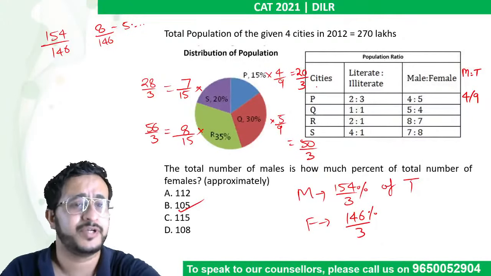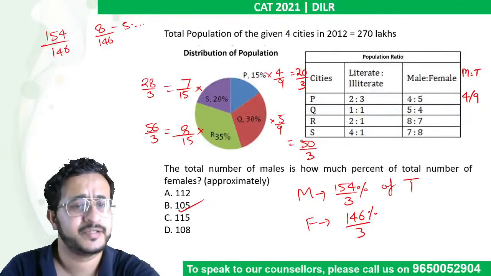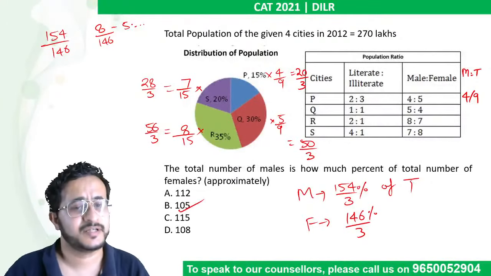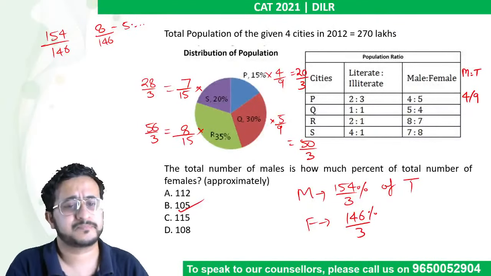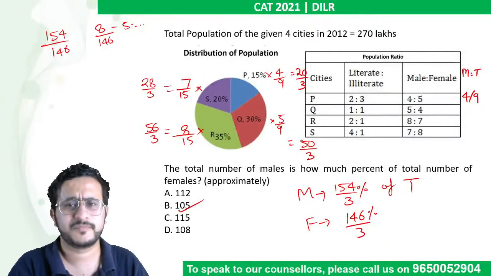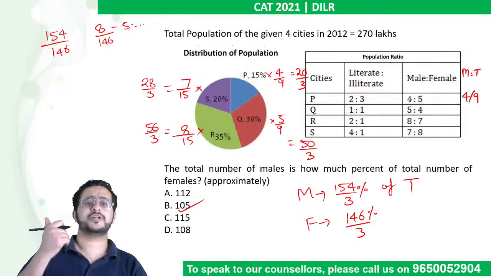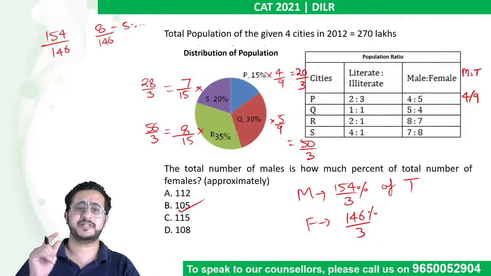So have a very good understanding of ratio and percentages, right? If you have a very good understanding of ratios and percentages, you can calculate these things very fast. So build your concepts in ratios and percentages, very important.